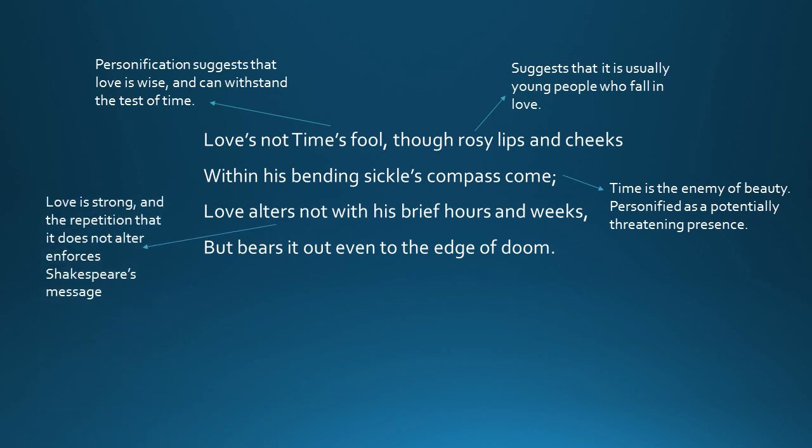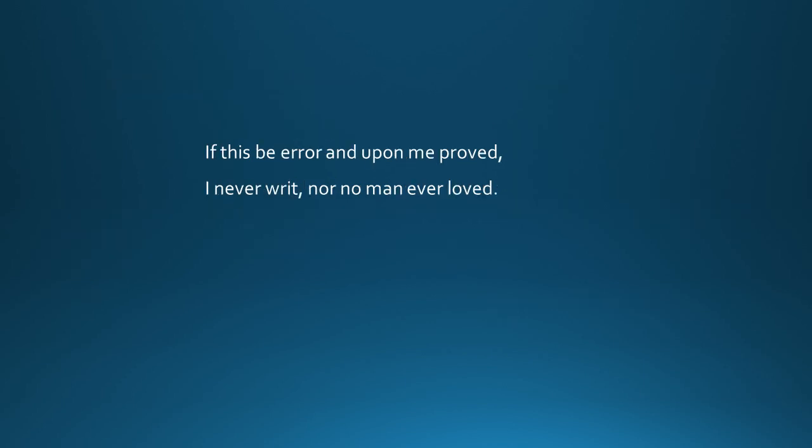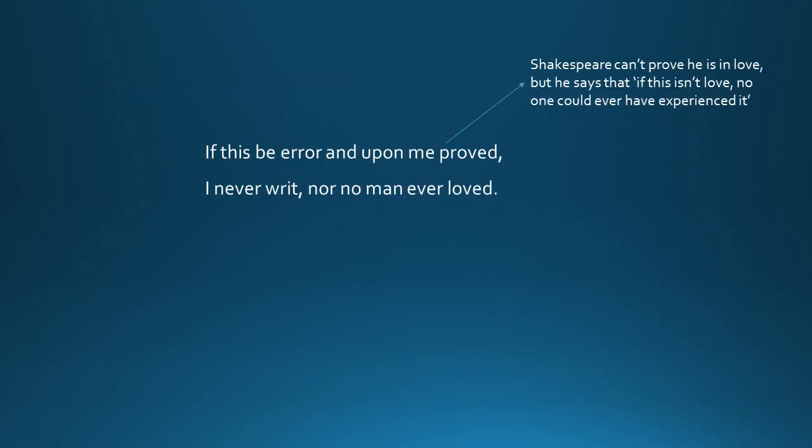Love is strong, and the repetition that it does not alter, that it does not change, enforces Shakespeare's message, and the fact that it will last until the edge of doom suggests that it is completely timeless and can transcend all other boundaries. And the last couplet to end the poem: if this be error and upon me proved.